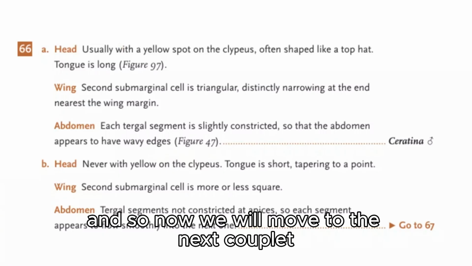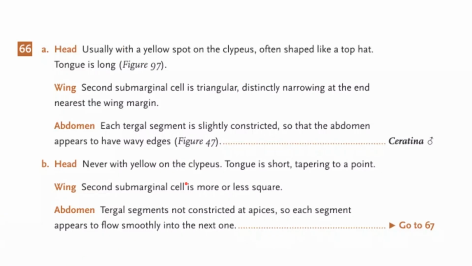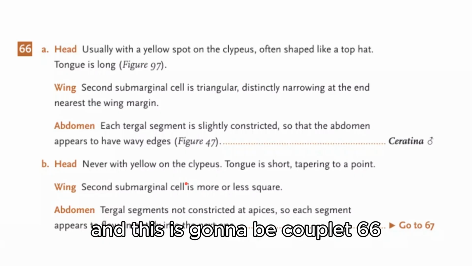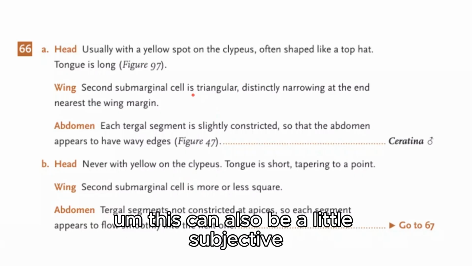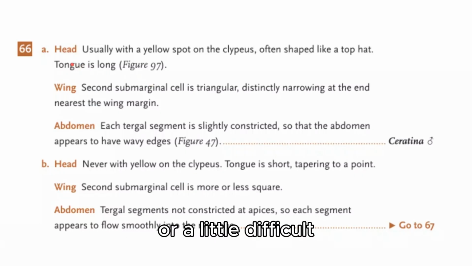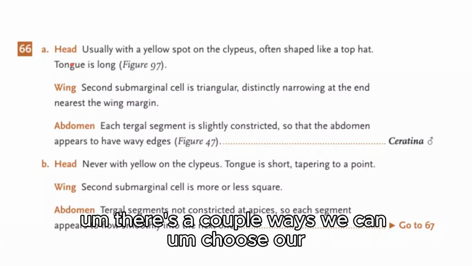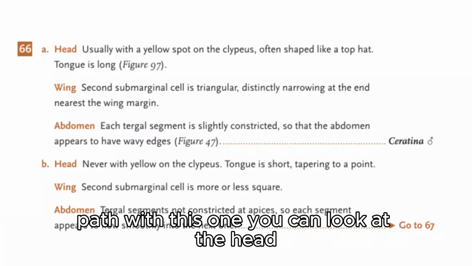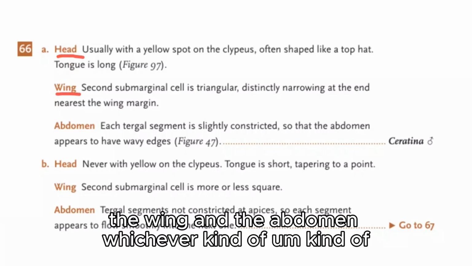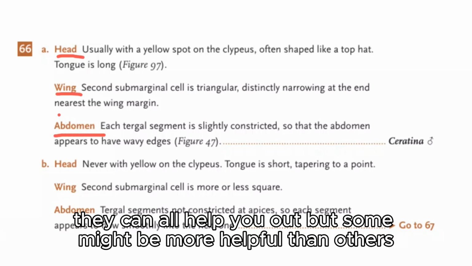And so now we'll move to the next couplet, and this is going to be couplet 66. This can also be a little subjective or a little difficult. There's a couple ways we can choose our path with this one. You can look at the head, the wing, and the abdomen, whichever, they can all help you out, but some might be more helpful than others.